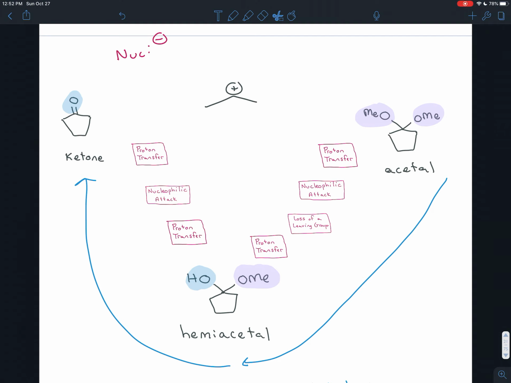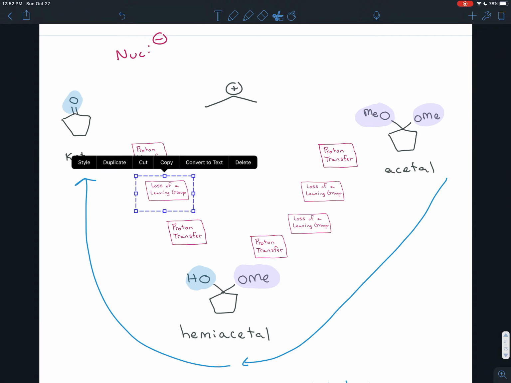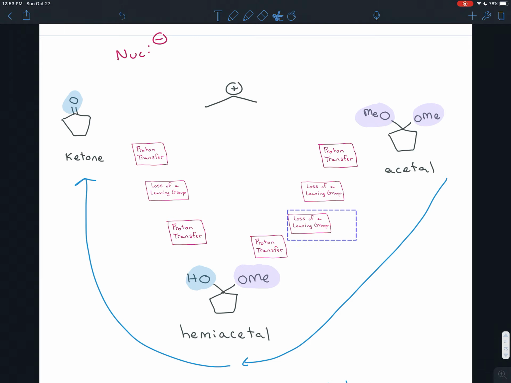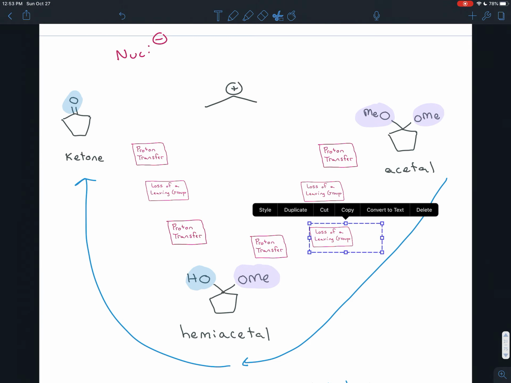So we'll switch these nucleophilic attacks with losses of leaving groups. So instead of nucleophilic attack here, as we go in the reverse direction, it won't be nucleophilic attack, it will be loss of a leaving group. And here again, instead of nucleophilic attack in the reverse direction, it will be loss of a leaving group. Okay, then if we go in reverse, let's think about this loss of a leaving group that we had originally.